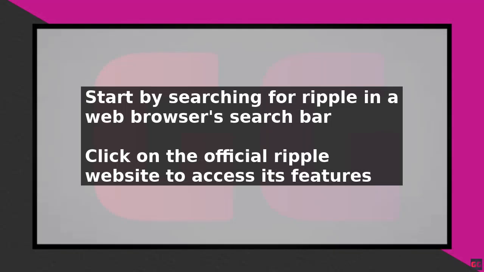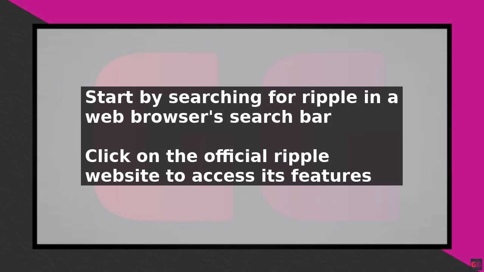To get started with using the brand slide in RIPL, begin by typing RIPL into a web browser's search bar. The official RIPL website should be one of the first options, so click on that. This will take you to a page with various features, including create, pricing, blog, login, and sign up buttons.